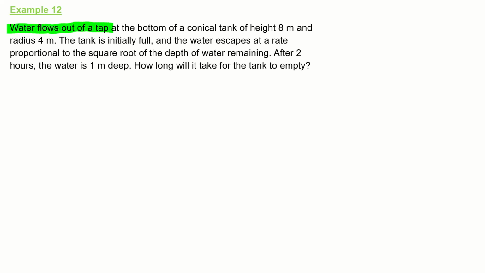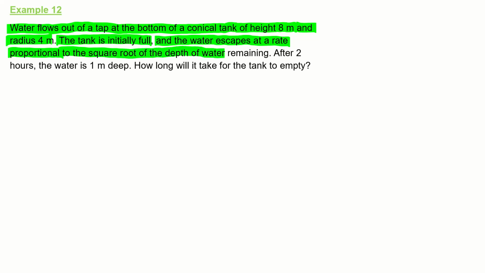Water flows out of a tap at the bottom of a conical tank of height 8 meters and radius 4 meters. The tank is initially full, and the water escapes at a rate proportional to the square root of the depth of water remaining. After 2 hours, the water is 1 meter deep. How long will it take for the tank to empty?